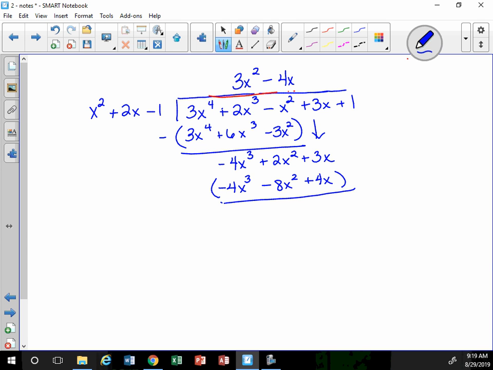Okay, those cancel. 2 minus negative 8 is positive 10x squared. And then guys, many of you had a 7 here. It is not 7x. 3 minus 4. Yeah, negative 1x. And then bring down plus 1. All right, last number we're multiplying by is 10. So I get 10x squared plus 20x minus 10.